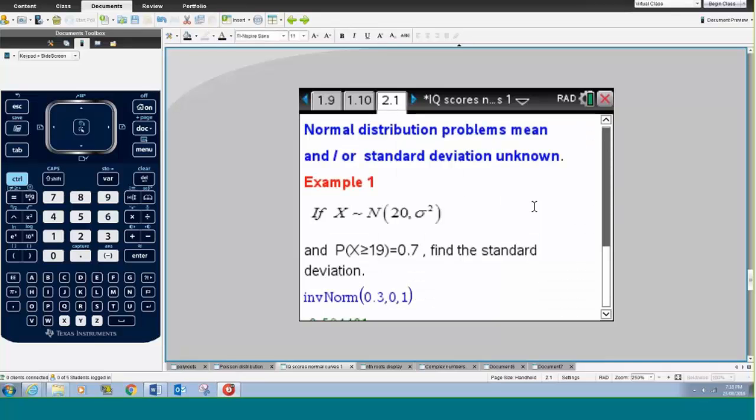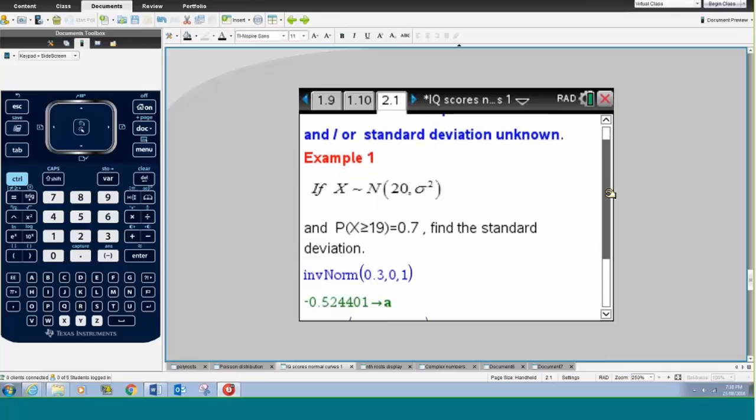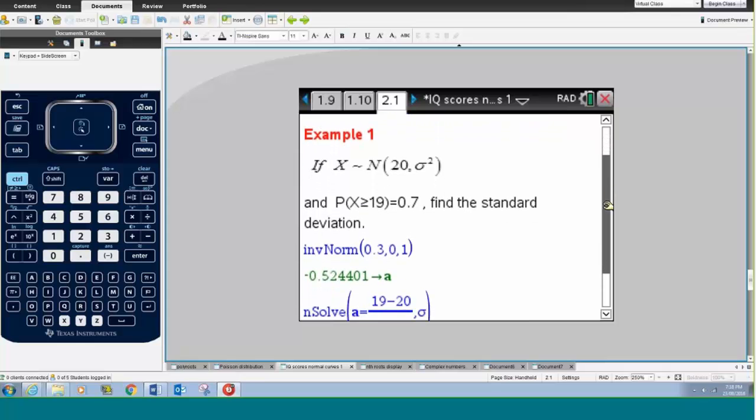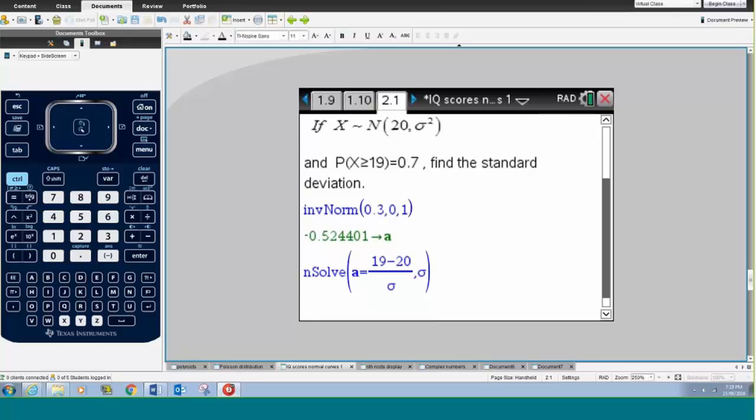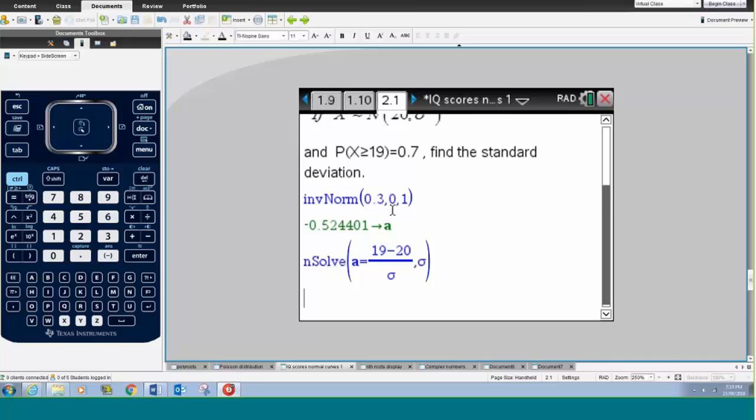So the next question I will look at is normal distribution problems when either the mean or standard deviation is unknown. That will be more for standard level and higher level students because studies students always know those two values. So let's consider the random variable X, which follows a normal distribution with mean 20 and standard deviation unknown, and we know that this probability is known.